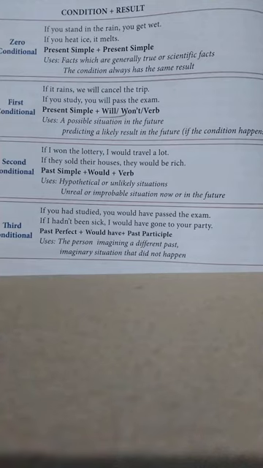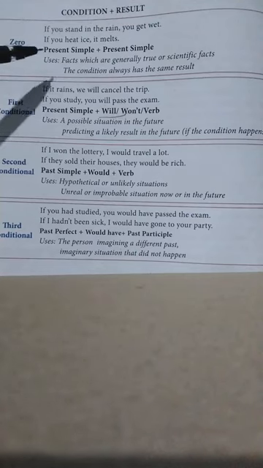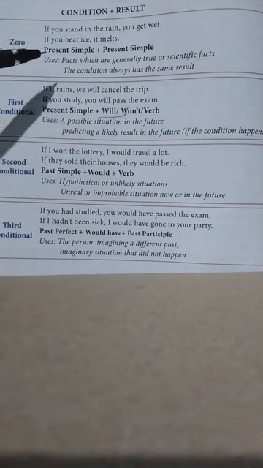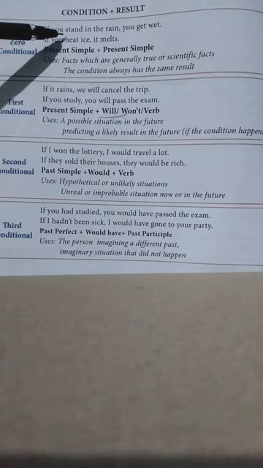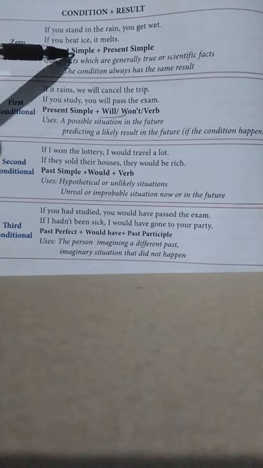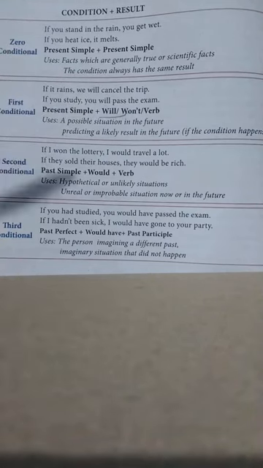So they have given examples. What is the first example? If you stand in the rain, you get wet. Second one, if you heat ice, it melts. Right. What is the formula they have given? Present tense, present simple. What is the present tense here? Stand. Right? In the same way, heat. So in the first sentence, what is the present simple verb? Stand, that is present simple. Right? Present simple get. In the same way, melts.